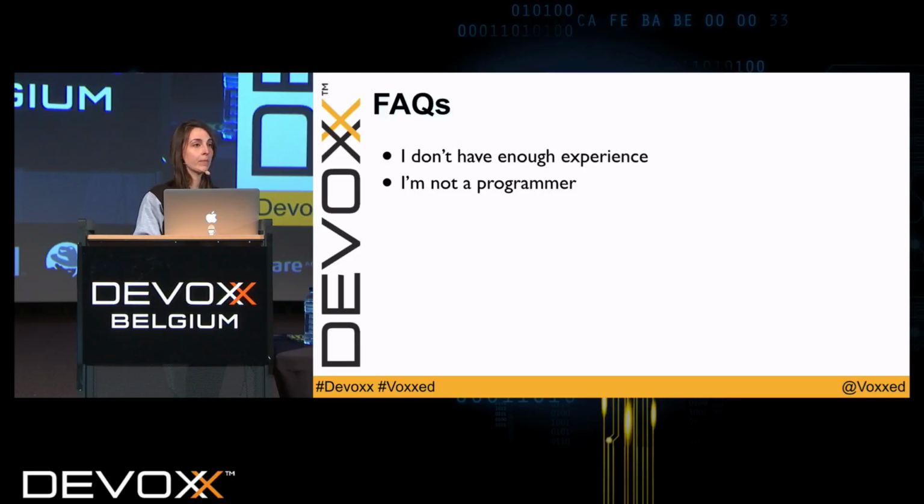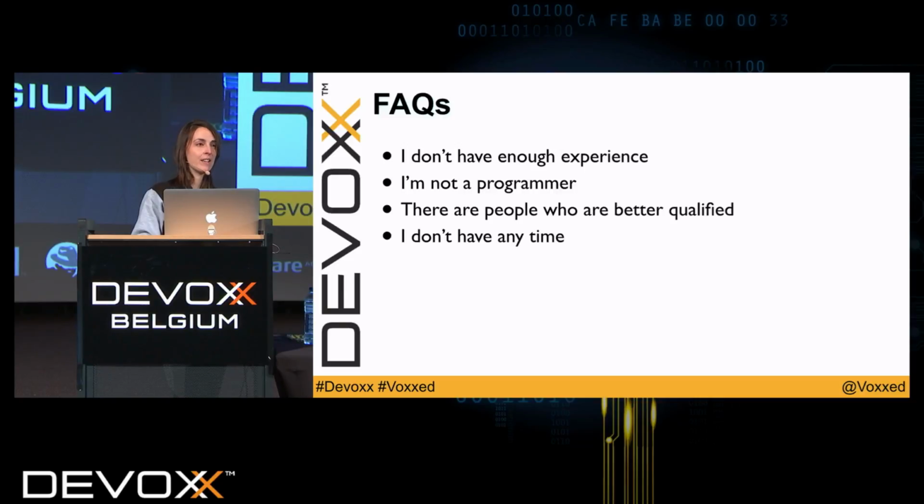I'm not a programmer. We have a number of very successful non-programming articles about DevOps, for example, or culture and community. There are people who are better qualified, but they're probably not writing articles, so get involved. I don't have any time: it can take as little as maybe 30 minutes to write a news piece, and it can take as long as you like to write an article.